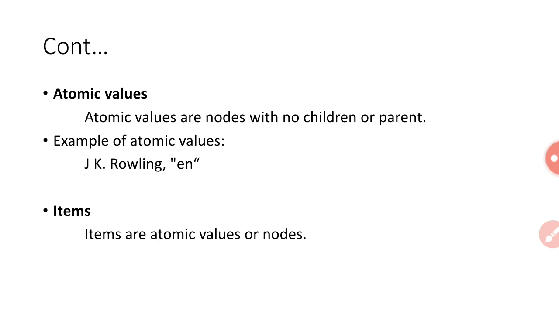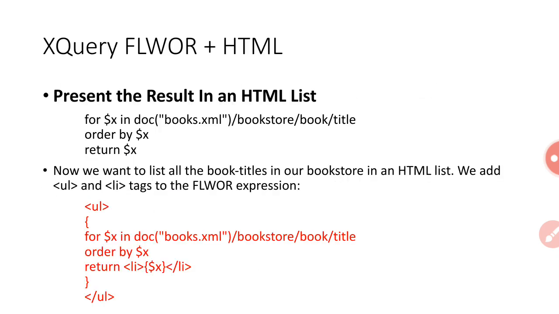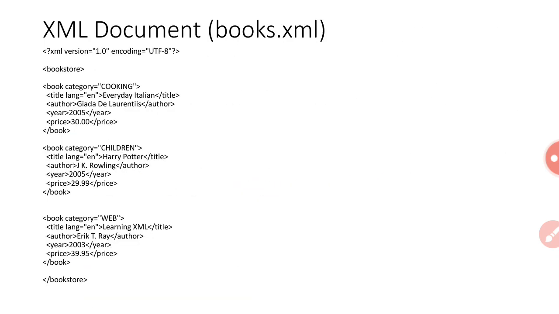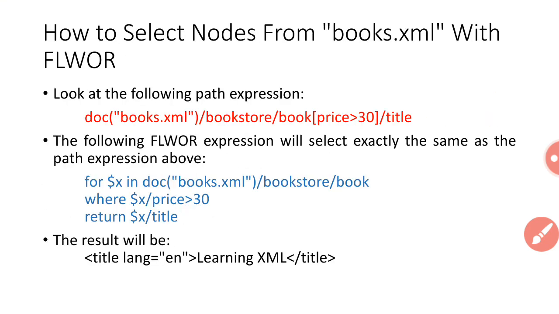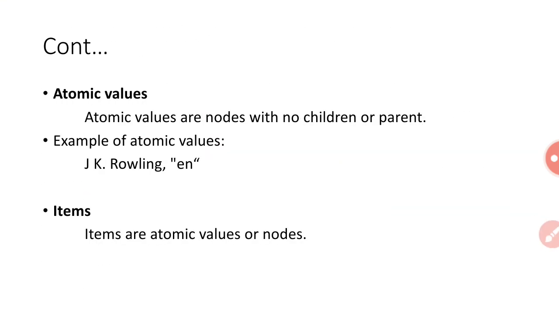Next is items. Items are atomic values or nodes. If you see the same example, books.xml, all the nodes like book, bookstore, title, author, year, price, or atomic values like cooking, J.K. Rowling, Harry Potter, 2005, 29.99 are all items. So what are items? Items are atomic values or nodes.